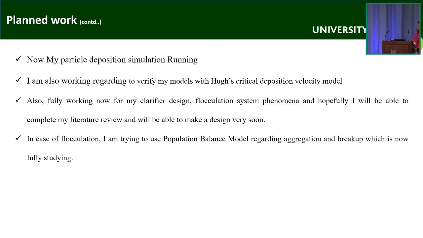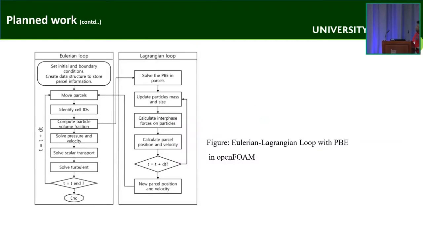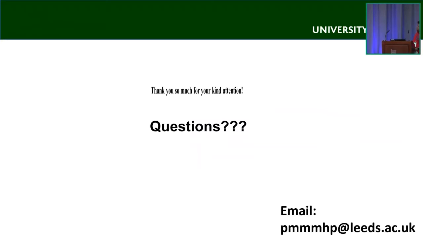In the case of flocculation, I am trying to use a population balance model regarding aggregation and breakup, which is now fully studied. So I am trying to combine this algorithm, the Euler-Lagrange method with PBM, in OpenFOAM, which I am now studying and trying to implement. In OpenFOAM, there are two loops, Eulerian and Lagrangian. And basically, I am trying to simulate within the next 3 years. I hope in the next conference I will show you some good results. Thank you so much.